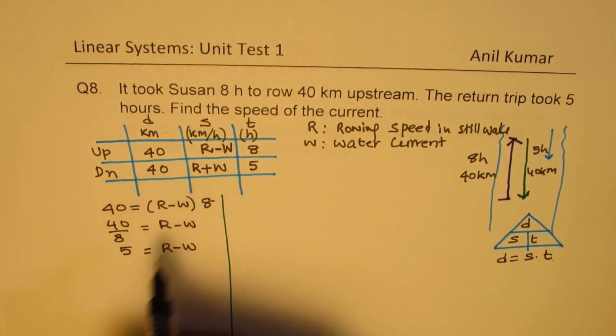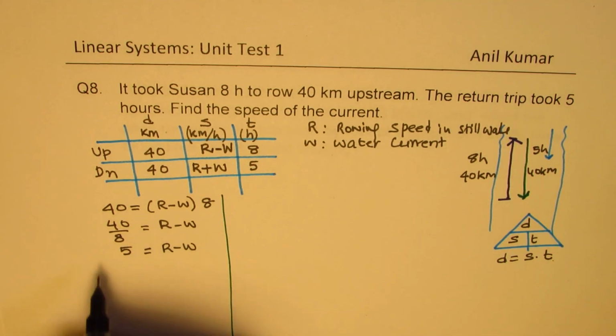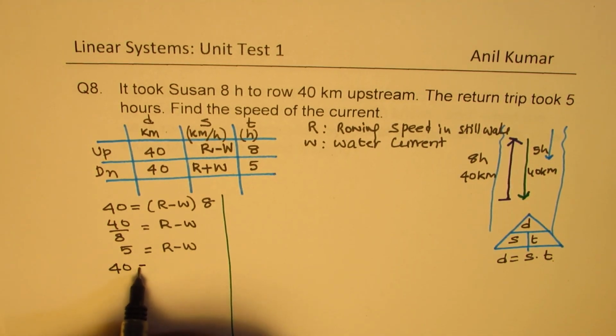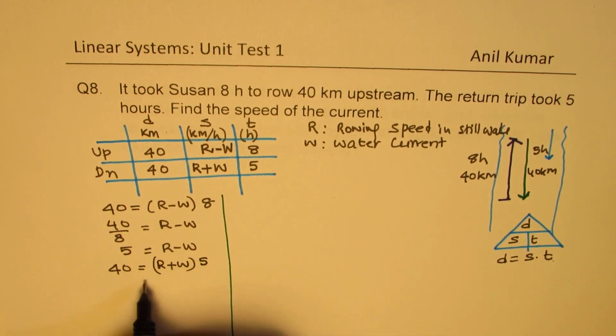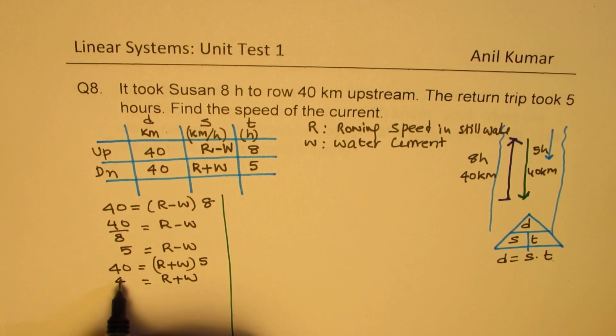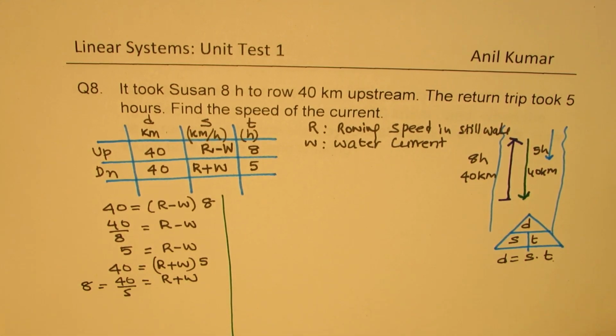The second equation is with 5, right? So we have 40 equals R plus W. Time taken is 5. So we can write this as R plus W is 40 divided by 5, which is 8. So we have two equations here, equation number 1 and 2. Correct? So we can actually solve these equations and get our answer.